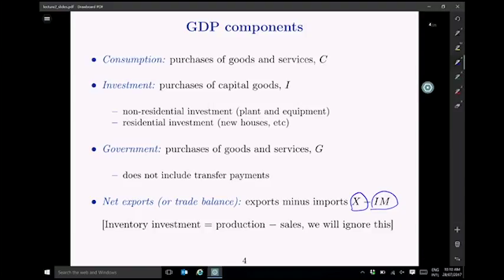So putting it all together, there are 4 components of GDP from the perspective of who demands or who purchases our goods and services: consumption, goods and services purchased by consumers; investment, capital goods purchased by firms; and government spending, the goods and services purchased by the government. And lastly, net exports, exports minus imports.